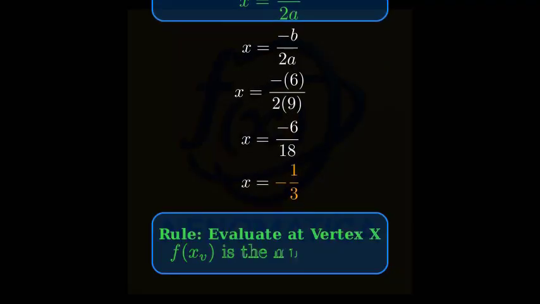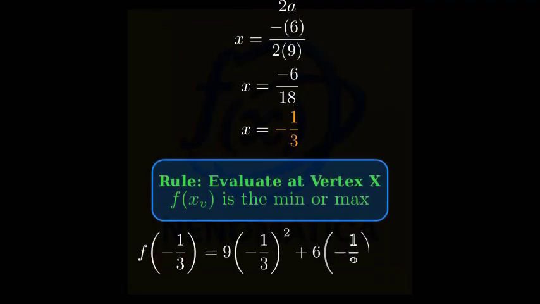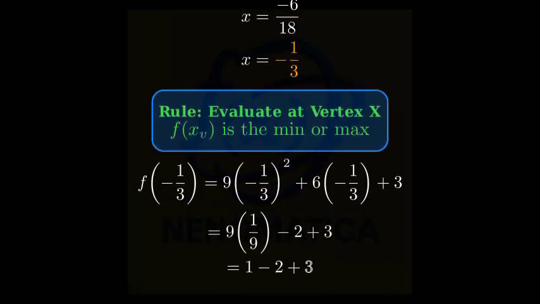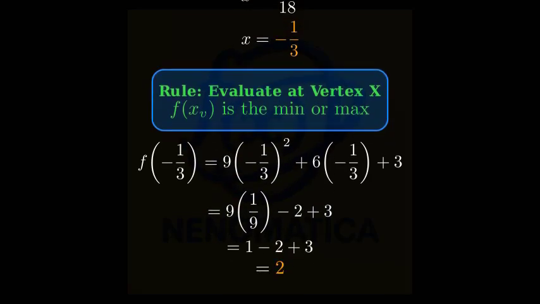Compute f of -1/3 equals 9 times (-1/3) squared plus 6 times -1/3 plus 3. That is 9 times 1/9 minus 2 plus 3. That simplifies to 1 minus 2 plus 3. The result is 2. So the minimum value is y equals 2 at x equals -1/3.